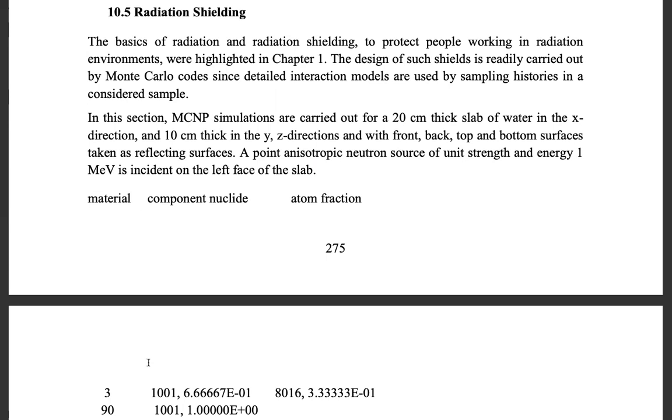So on one end of shields are the light materials, such as water, which have hydrogen in them. And on the other end are heavy materials, such as iron and lead. So water has a density of 1 gram per cubic centimeter. Iron has a density of 7.87 grams per cubic centimeter. And lead has 11.3 grams per cubic centimeter.